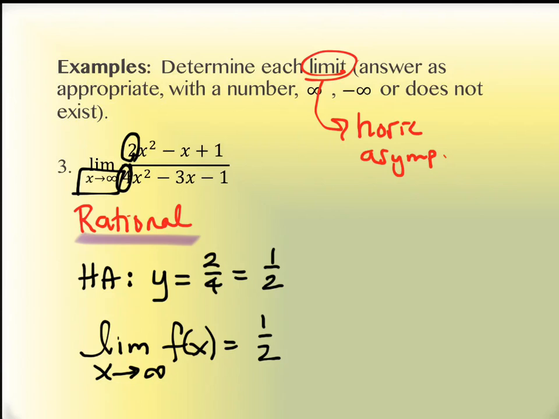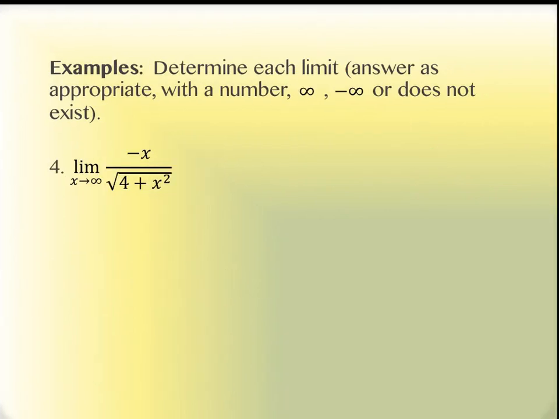Now, number 4 is not quite a rational function, right? What is it about this one that makes it not a rational function? That square root, man. That square root does not make it a rational function. However, this is similar to the case we had back on Theorem 5.1. So if you flip back over to Theorem 5.1, it's not 5.1, but it's similar to Theorem 5.1.